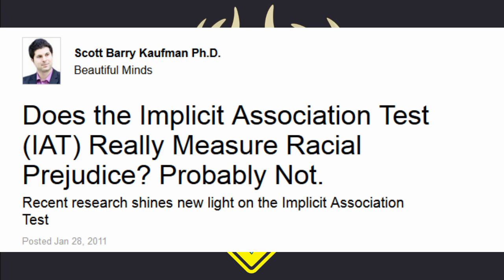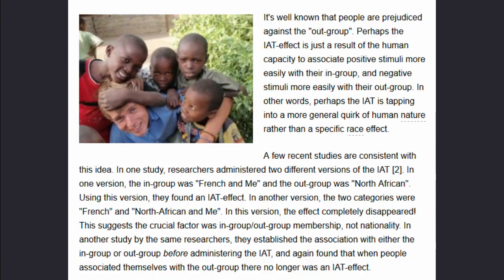Dr. Scott Barry Kaufman, writing in Psychology Today, has indicated that it's a well-known fact that people are prejudiced against outgroups, and that perhaps the IAT effect is just the result of the human capacity to associate positive stimuli more easily with an in-group and negative stimuli more easily with an out-group. In other words, perhaps the IAT is tapping into a more general quirk of human nature rather than a specific race effect. A few recent studies are consistent with this idea.